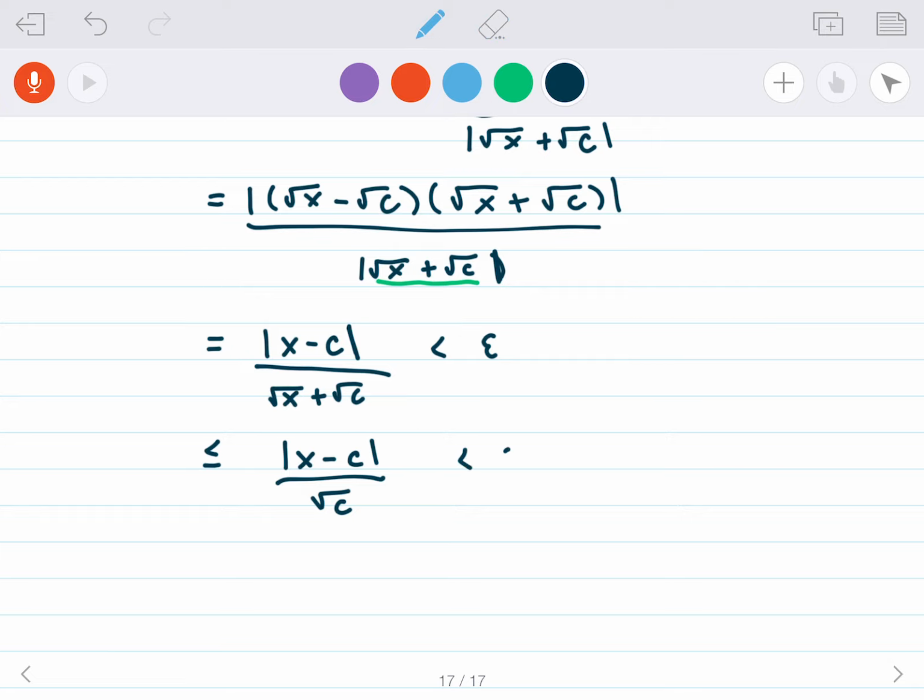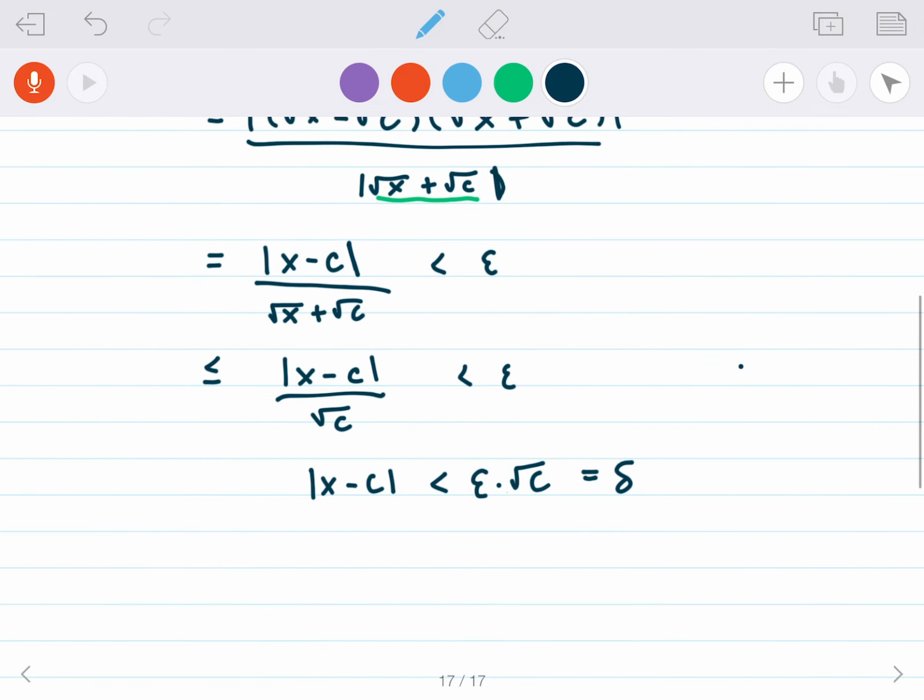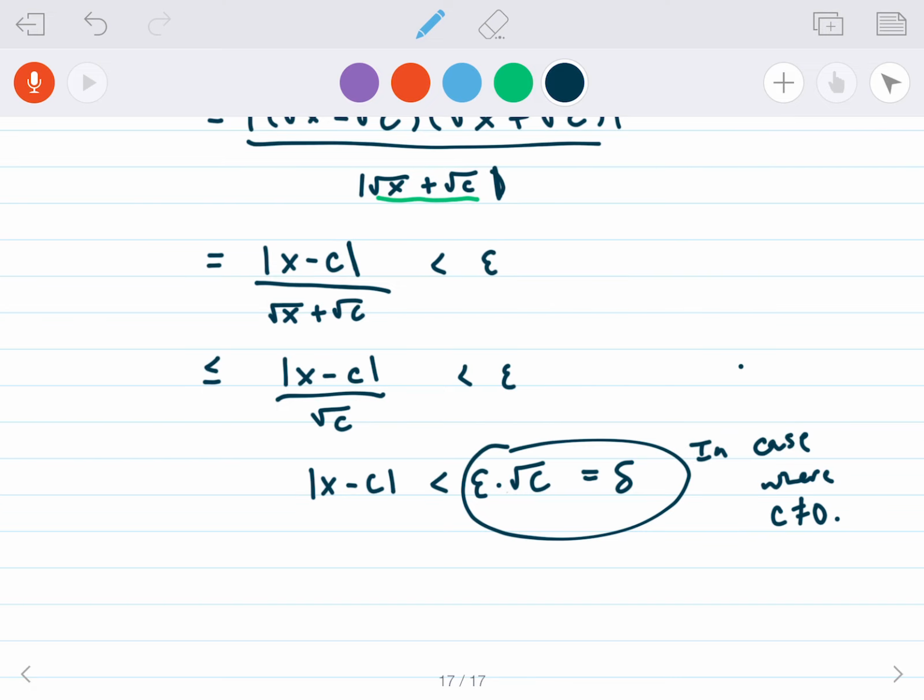We want this less than epsilon, so solving for the x minus c, we get this is less than epsilon over root c. So that's, I meant times. So this is going to be epsilon times root c. And so this is what I should choose my delta to be in the case where c is not 0. Now when c equals 0, we have to deal with this differently.